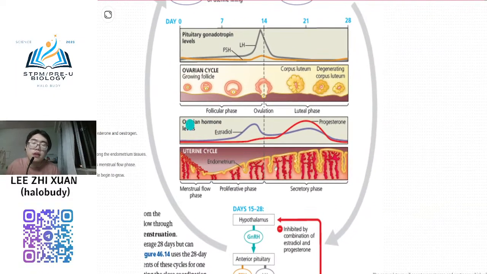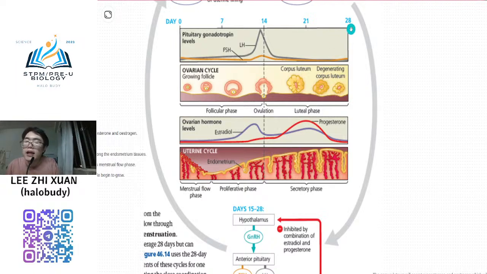So this will repeat and repeat again in a period of 28 days. That is why we say that the female will face menstruation once a month. The period is about 28 days, but you need to see different individuals. Different individuals will have different periods.